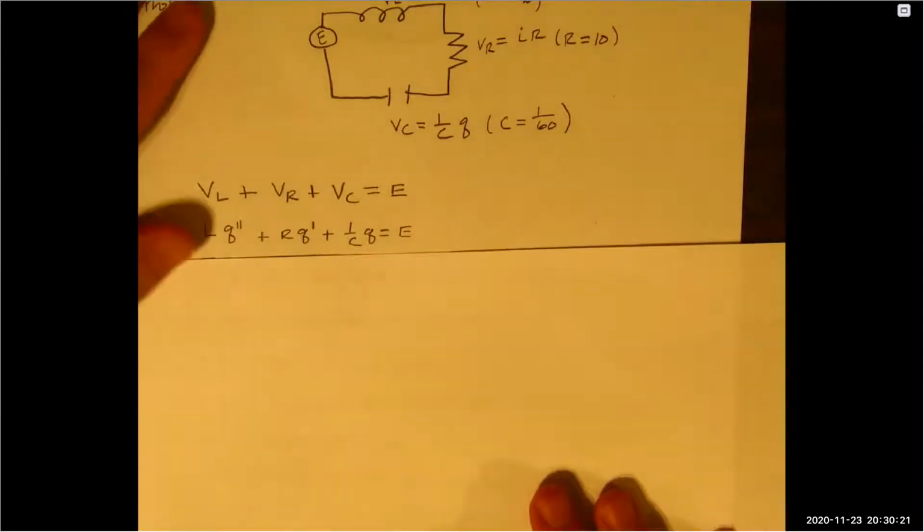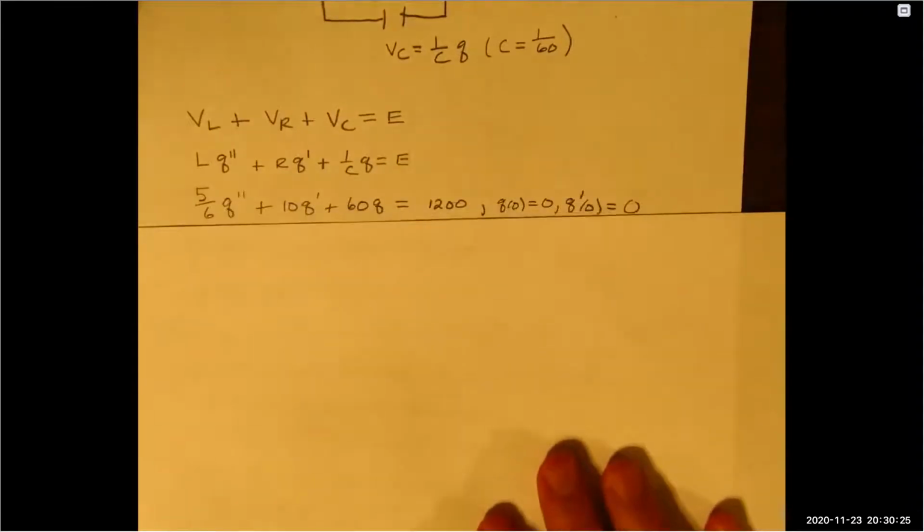And so V sub L is equal to L times I prime, and then I is equal to Q prime. So we can write that as L times Q double prime. And then we have I times R is the same thing as R times Q prime. And then V sub C is equal to 1/C times Q. So we're going to have a second order linear DE in Q.